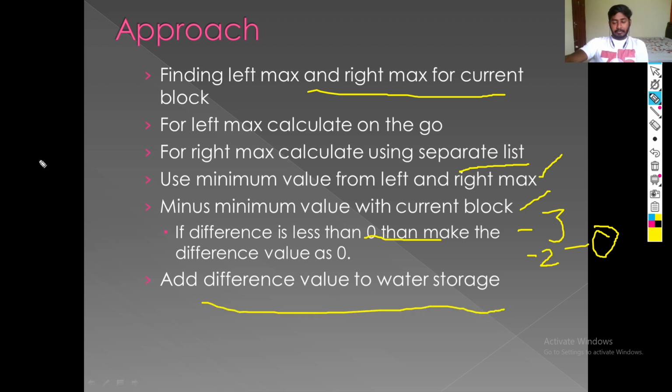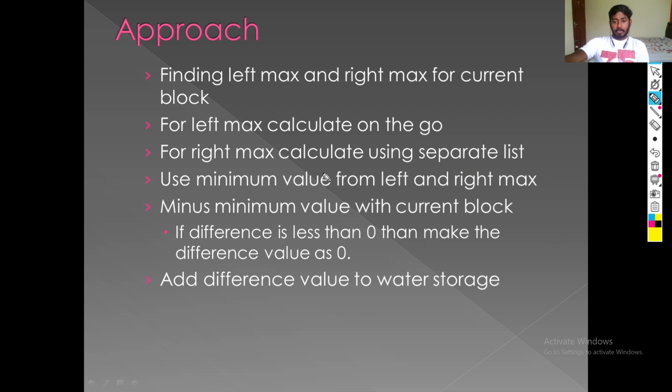We already have a variable for water storage starting from 0. One by one, we get the water storage capacity of each block, and we have to add it to the water storage. Previously it was 0, equal to 0 plus 2, so the water storage became 2. If any new water storage value occurs, we add it, like 1. Likewise, we have to keep on going.